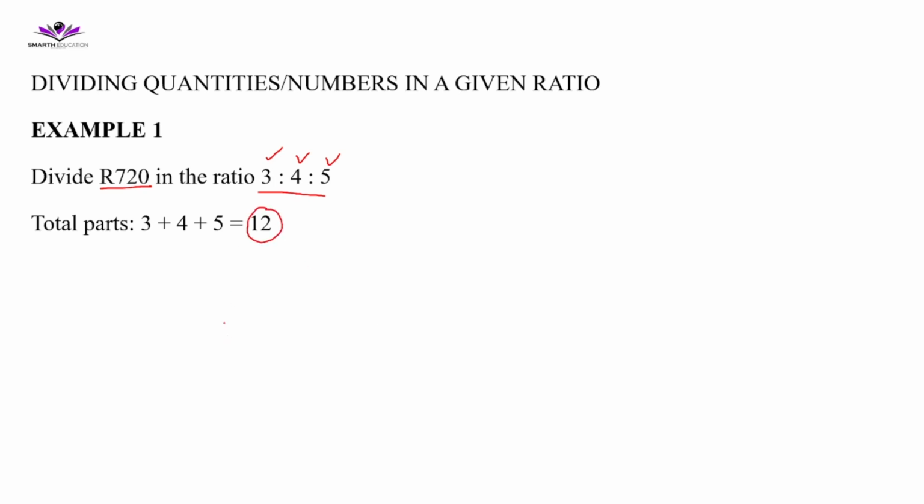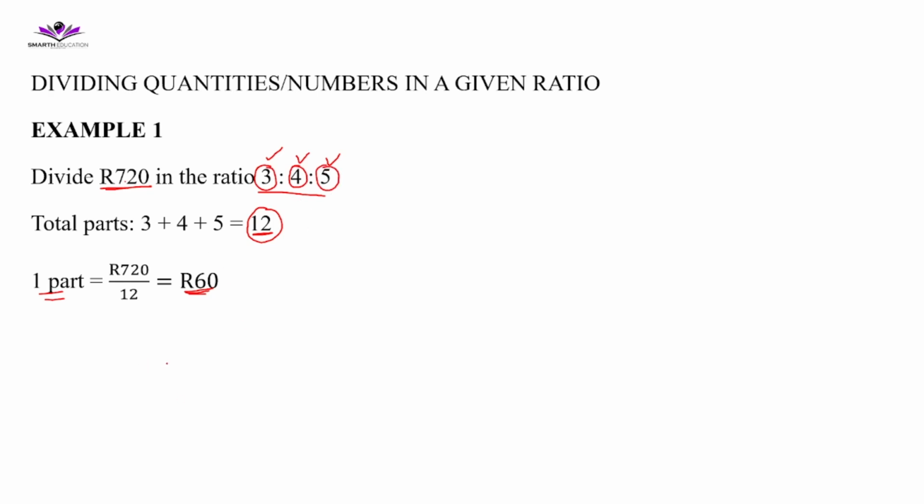Right? And then we are using the unitary method. So we have to find what one part represents. We have 720 rands. So this 720 rands is divided into 12 parts. So one part is how much? So what we do? We divide 720 by 12. And then we get what? 60 rands. So it means that one part represents 60 rands. So now we can get what 3 parts represent, what 4 parts represent, and what 5 parts represent.